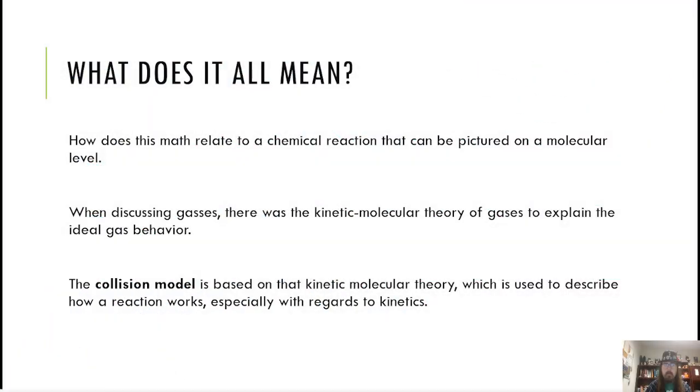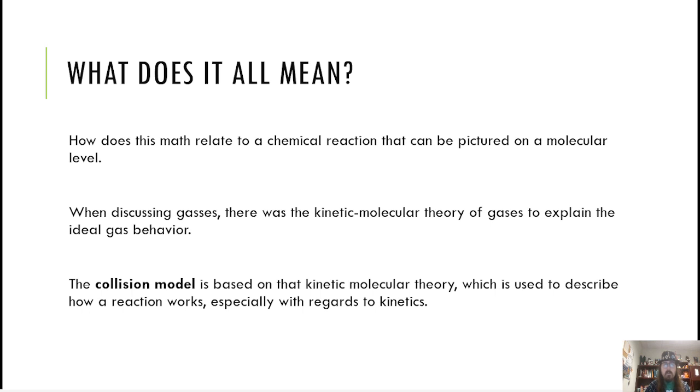Okay. So as I said, we just had a bunch of math. A bunch of math that talks about rate laws and directly relating concentration with time based on the chemical reaction rate. But we want to look at this on a molecular level of what does this all mean?